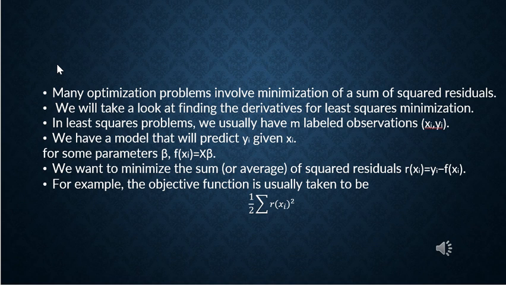So one of the best methods is least square minimization, in which the residual or the objective function will be r of xi is equal to yi minus f of xi. So the objective function is half sigma r of xi whole square. So we have a model that will predict yi given xi for some parameters beta, f of xi is equal to capital X beta.